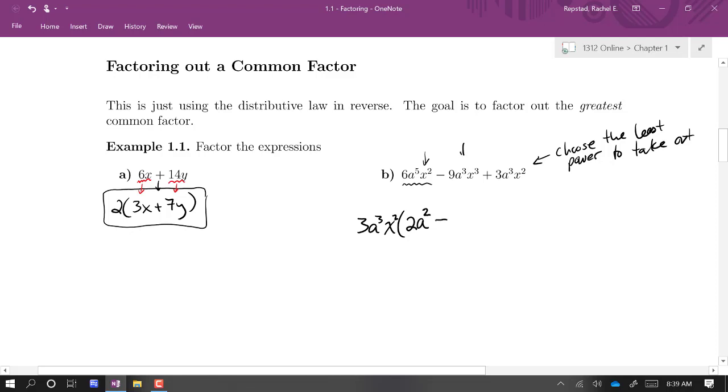Let's move on to this next term. Multiply 3 by 3 to get 9. We don't need any a's this time because I took out an a cubed and that is an a cubed, so we're all set there. And we need an x to the first. Bring down the plus, and then 3a cubed x squared. That is exactly what we took out. So our last term is just a 1.